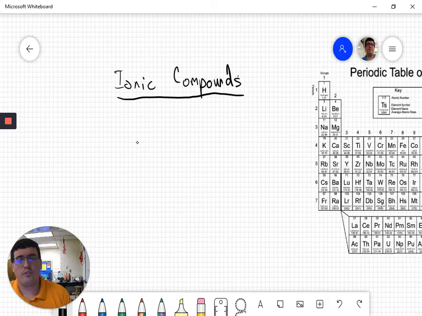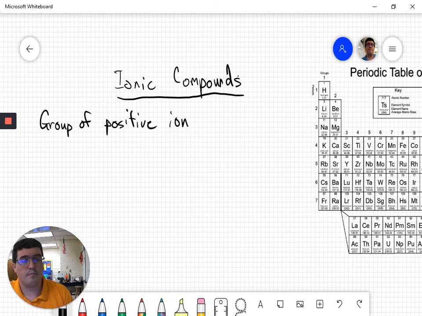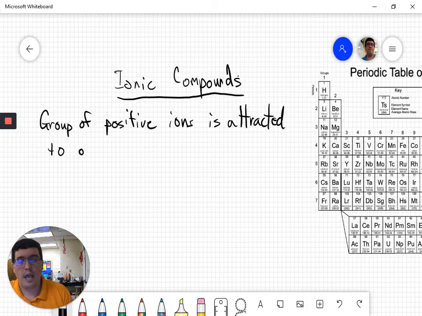Ionic compounds are formed when you have a positive ion next to a negative ion. They are formed when a group of positive ions is attracted to a group of negative ions.